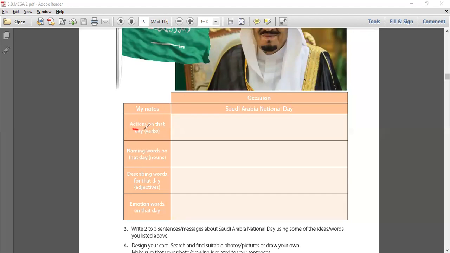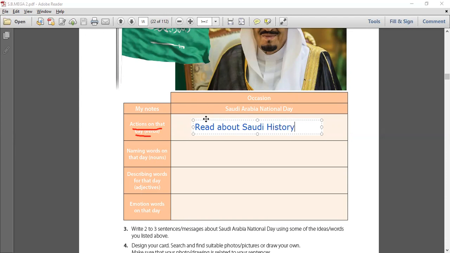So, what are you going to do on this day? Sorry, not what you're going to do, but actions on that day, verbs that you do on this day. For example, on Saudi National Day, I will read about Saudi history. This is a very nice sentence that you can write on your card. Maybe you want to read about Saudi history.